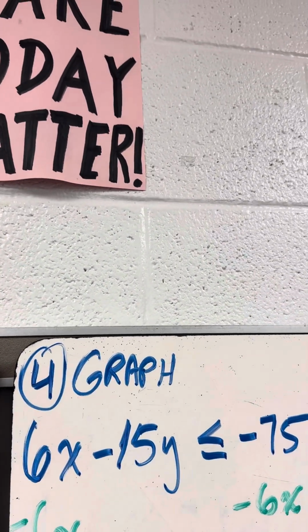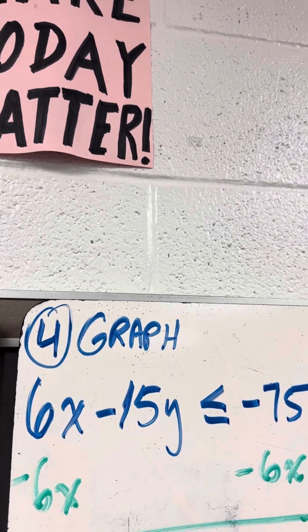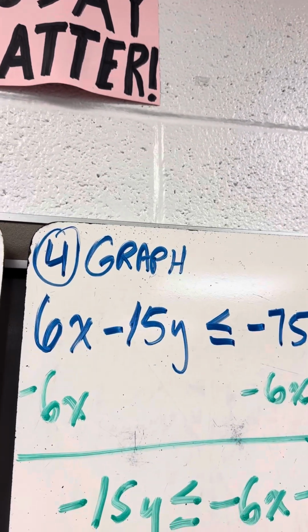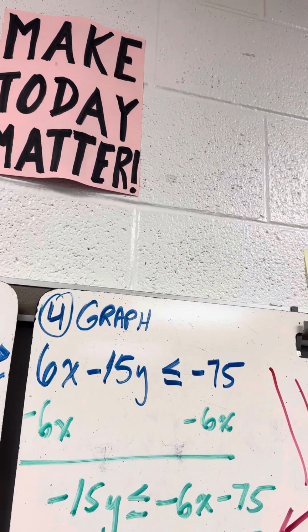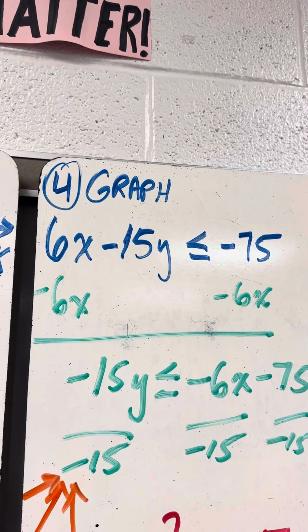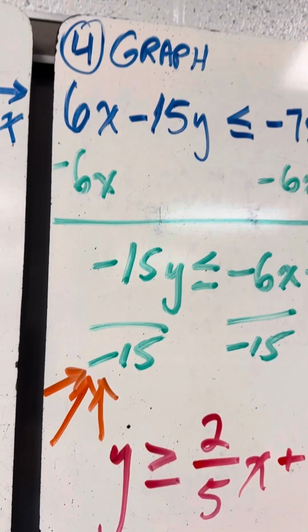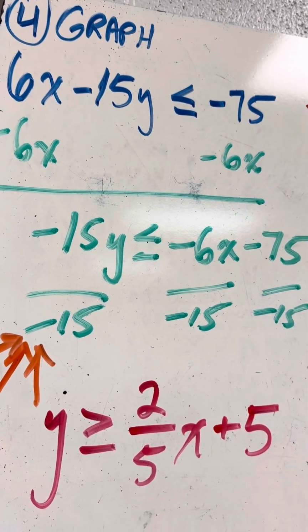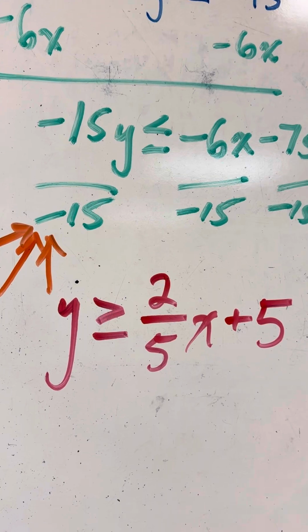6x minus 15y less than or equal to negative 75. Minus 6x from both sides. You get negative 15y less than or equal to negative 6x minus 75. Divide by negative 15. When you divide by a negative, this sign changes direction to that, right? So y is greater than 2/5 x plus 5.